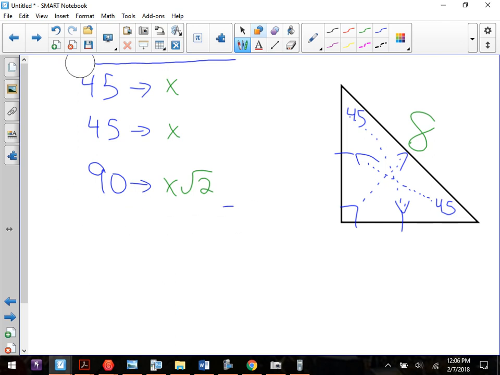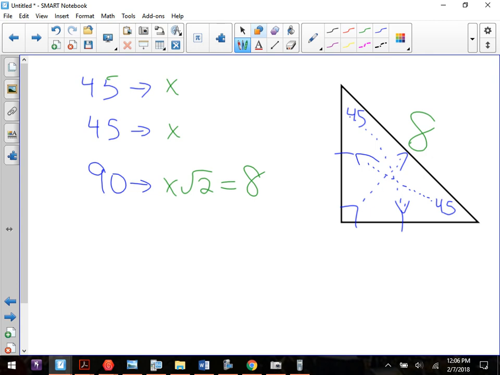Well, according to our diagram that we have right now, what side do I know across from? The 90. So I know that across from my 90 is some value of x times the square root of 2. Well, in this case, that value has to equal 8. If you look at that, that just generates a one-step equation. It says x times the square root of 2 equals 8. How do you undo multiply?